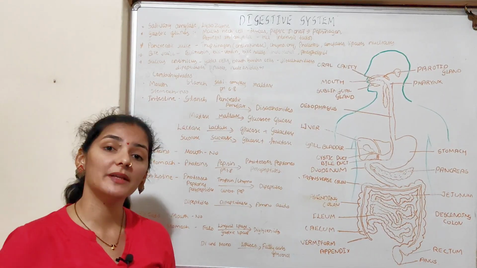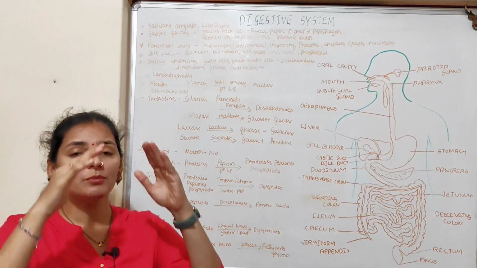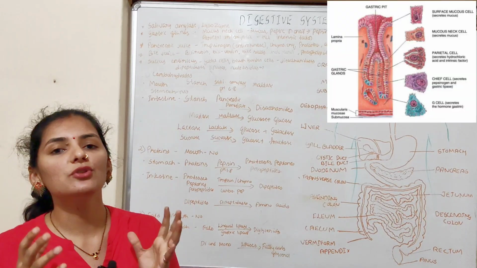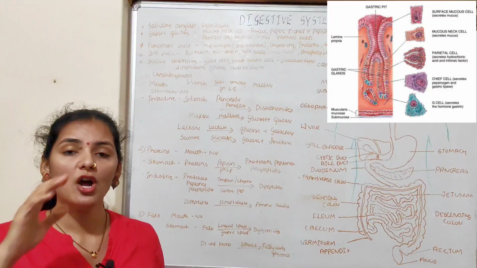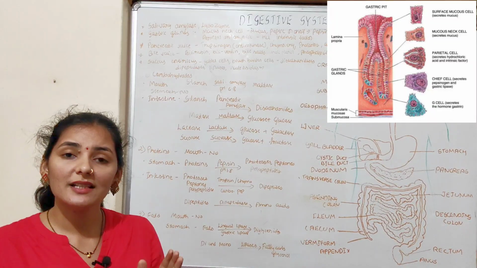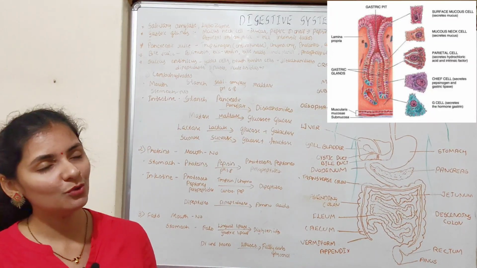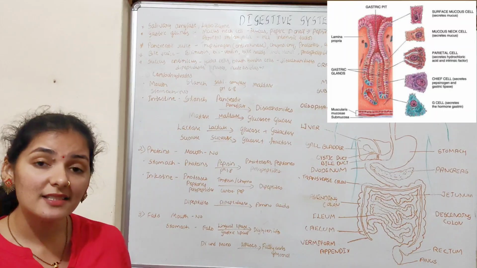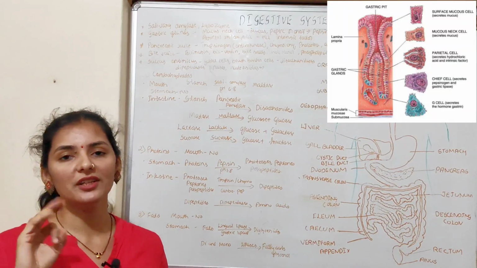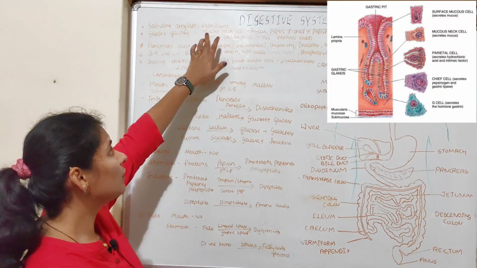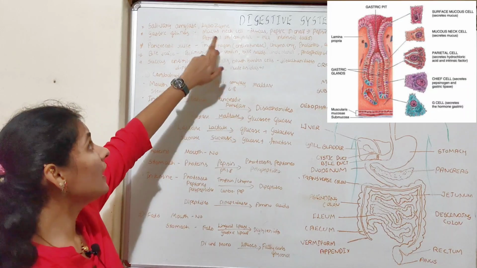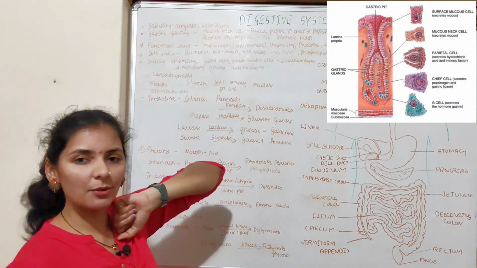As I discussed in the previous video, in the stomach the mucus layer gives rise to numerous gastric glands. So the inner lining, that is the mucus layer of the stomach, gives rise to numerous gastric glands, and these gastric glands mainly consist of three types of cell, that is mucus neck cells. As the name indicates, these mucus neck cells produce mucus.